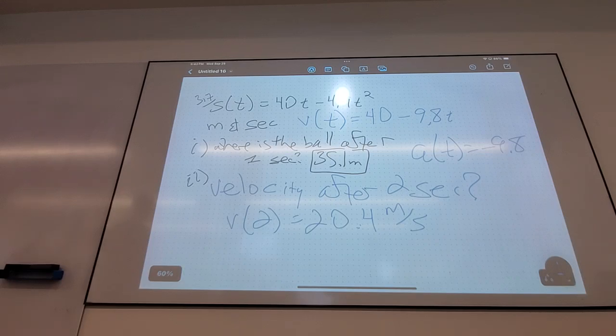What's S of t? Position. So it goes from position to the derivative of that, velocity. Derivative of that, acceleration. If my position changes, that's how quickly I'm moving. If my velocity changes, that's how quickly I'm accelerating, right? So that's why it makes sense. Every step of a derivative gets me to the next: how quickly is this changing?